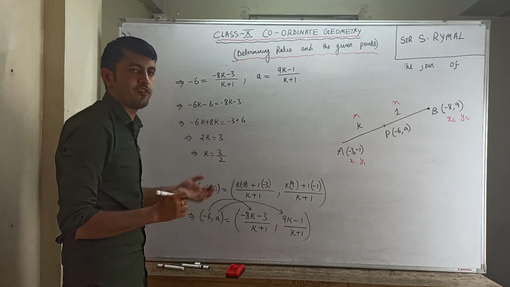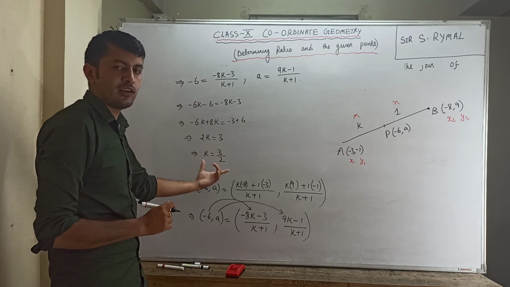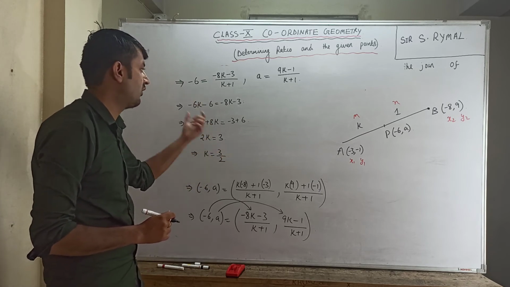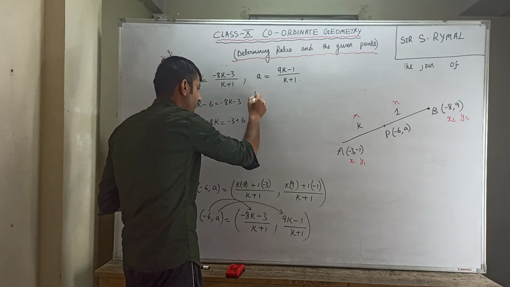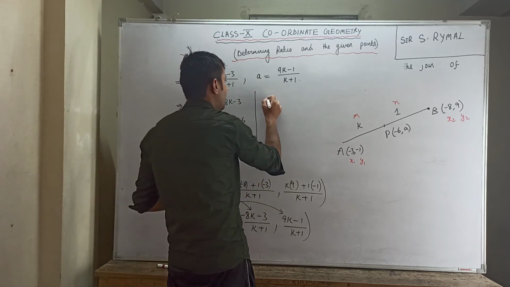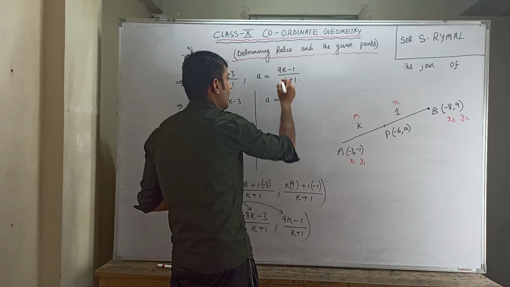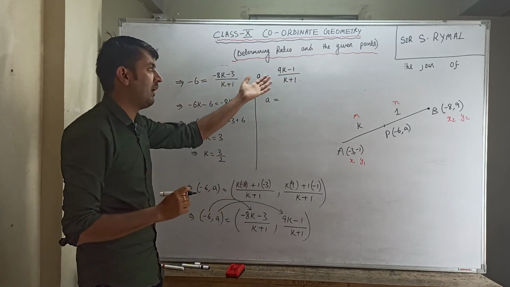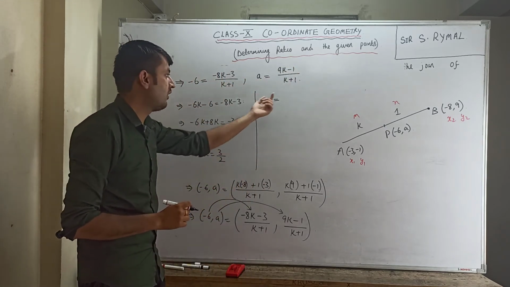You got the value of k, okay? From here you will be getting the ratio. I will be teaching you how to find out the ratio from here. Then next, you can draw one line here so that you will not get confused. Now a. What is the value of a? A is 9k minus 1 by k plus 1. This k you substitute here.